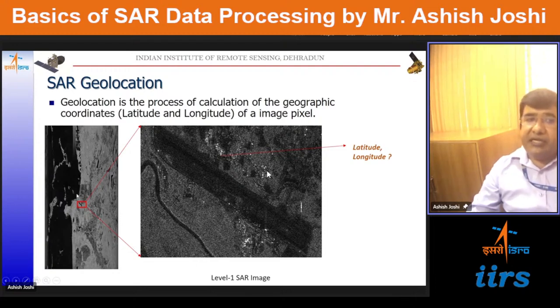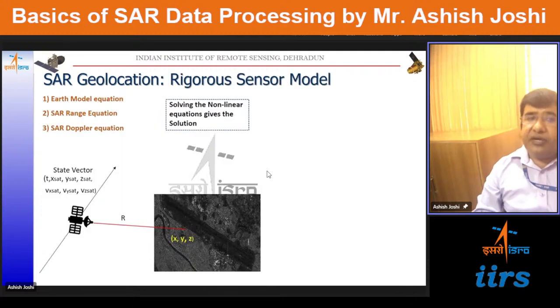Okay, so you can see if we want to geolocate any target, this is the SAR image and this is the enlarged view. For a particular target, what is the latitude and longitude? So how can we get it? It is done through three equations. One is called the SAR range equation. Second is called the SAR Doppler equation. And third is called the Earth model equation, meaning Earth is a spheroid or ellipsoid.